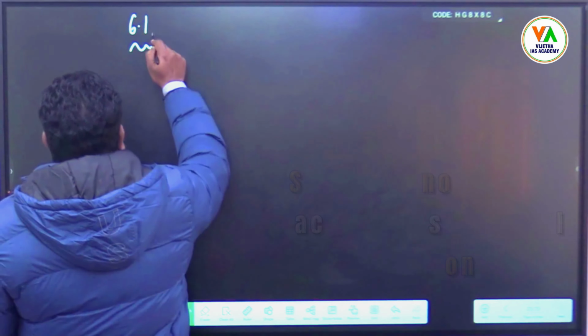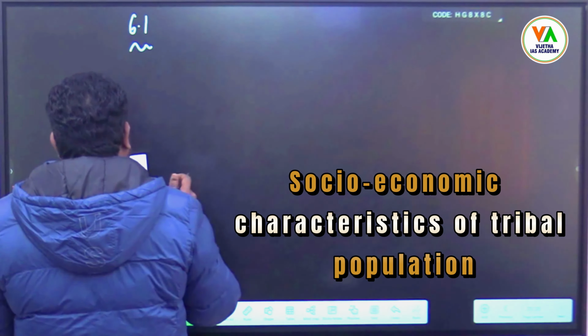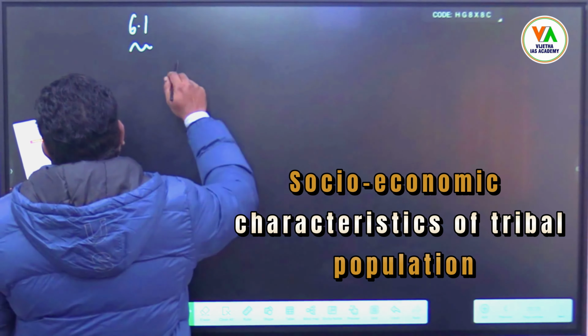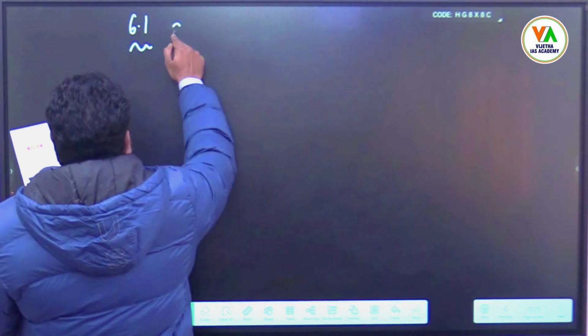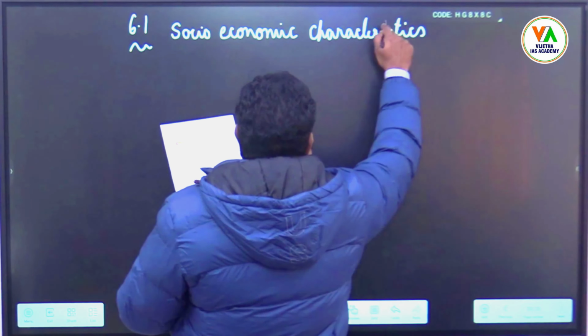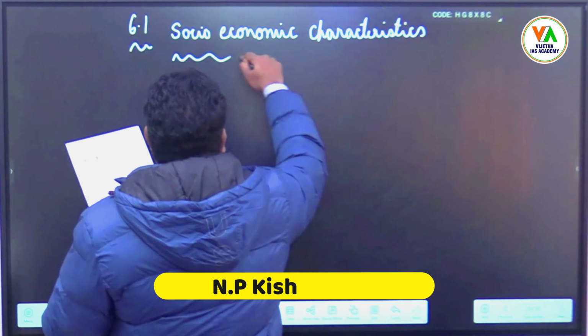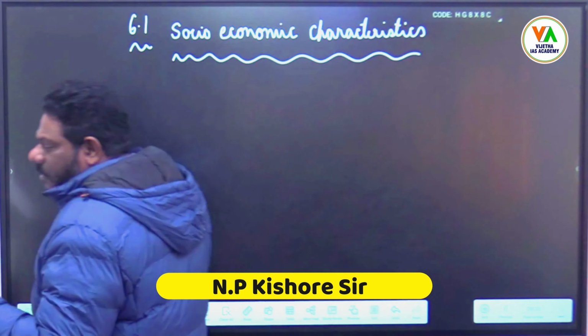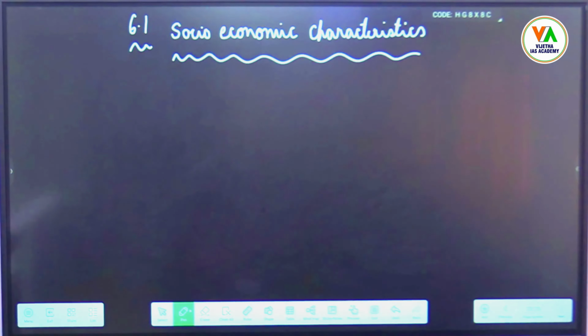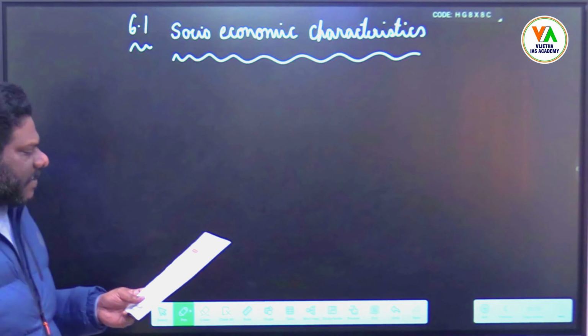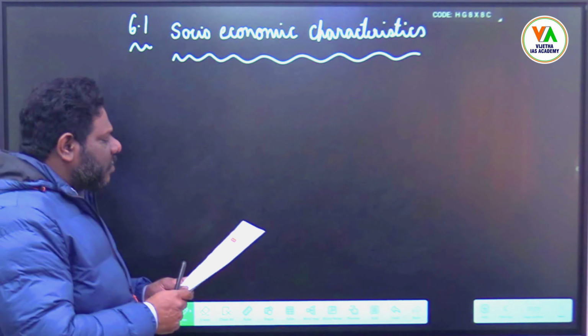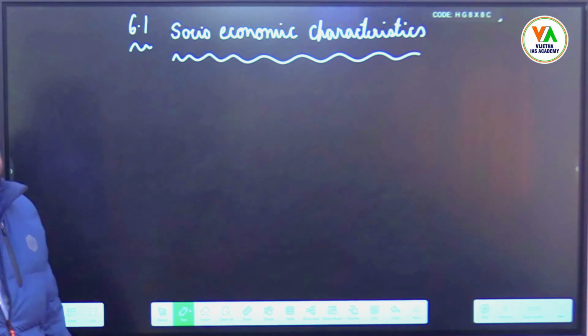So in 6.1, you have tribal situation in India, biogenetic variability, linguistic and socio-economic characteristics. See, biogenetic variability and linguistic variability we study as a part of the second chapter, so you have to wait till then. We can see socio-economic characteristics of a tribal population.